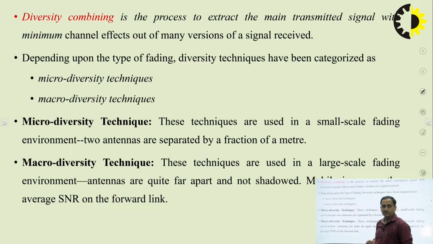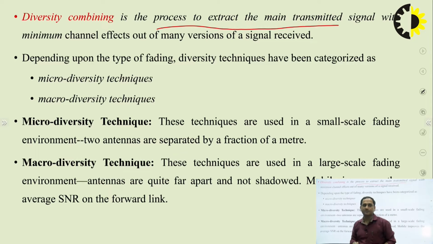So based on that, we have the diversity combining techniques at the receiving side, as we said. So what is diversity combining? This is the process to extract the main transmitted signal with the minimum channel effect out of many versions of the received signal. Okay, so we have to find the best signal from there, right? And we have to reconstruct the original signal from the multiple received copies of the signal.